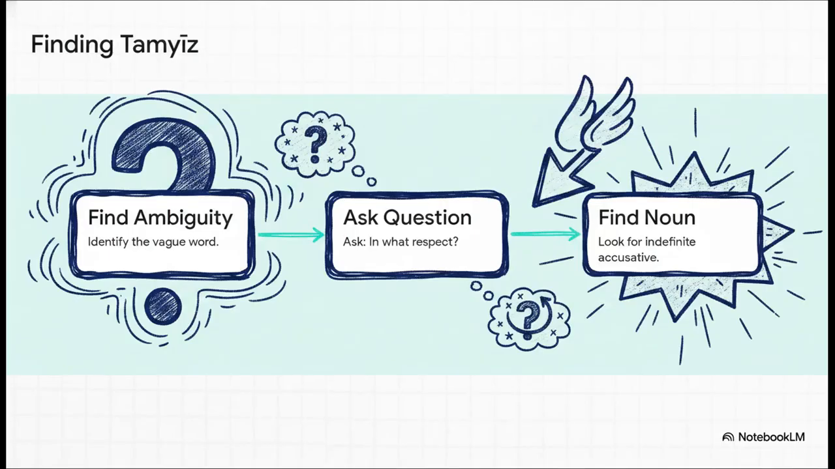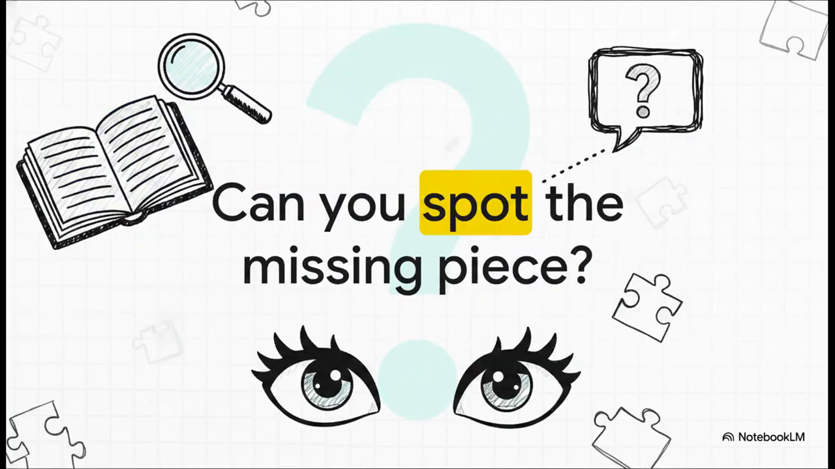So the absolutely crucial point here is that you now have a highly practical 3-step checklist to take with you into your studies. Step 1, find the ambiguity in the noun or the sentence. Step 2, ask the golden question, in what respect? And step 3, look for that indefinite accusative noun that swoops in to save the day and perfectly clarifies the meaning. And that wraps up our case file on Tanyeez for this explainer.